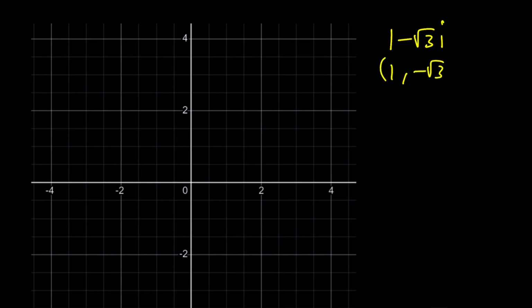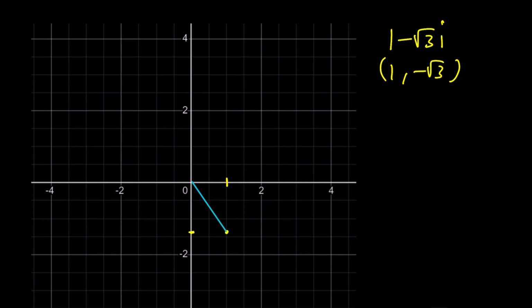Root 3 is about 1.7 roughly, so you can kind of locate it. 1 is going to be here, and negative root 3 is going to be probably a little less than, I would say, negative 1.75, which is kind of somewhere here. So they seem to be intersecting at this point, and then we can go ahead and connect this to the origin. Start here and connect with a straight line, and there you go.